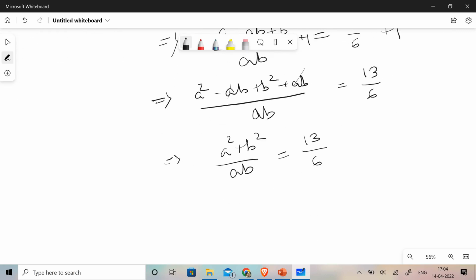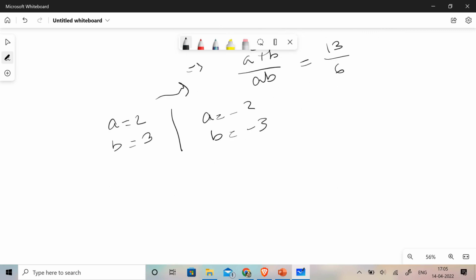Okay, now it looks easy enough. So what I can see simply is a as 2 and b is equal to 3. It seems it satisfies this equation. Similarly, a equals minus 2, b is equal to minus 3. This also satisfies this equation. So we find two sets of solutions.